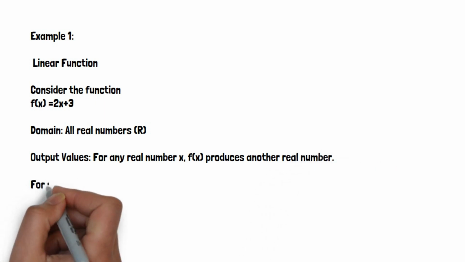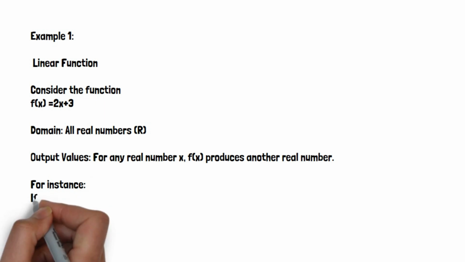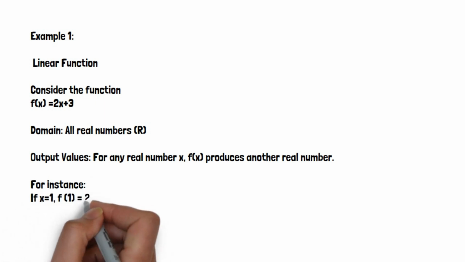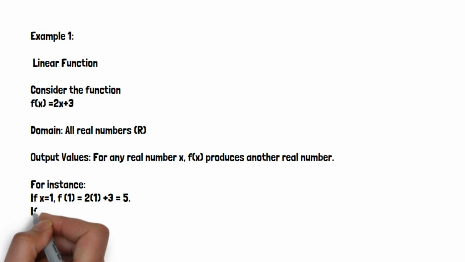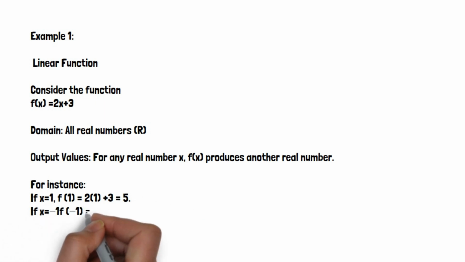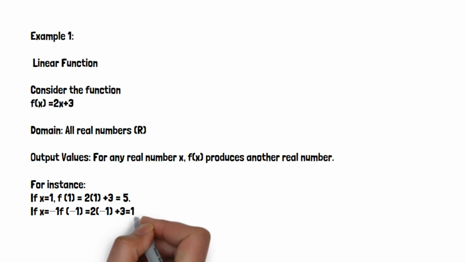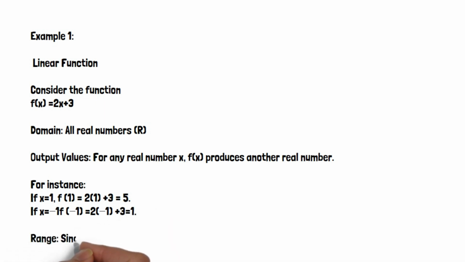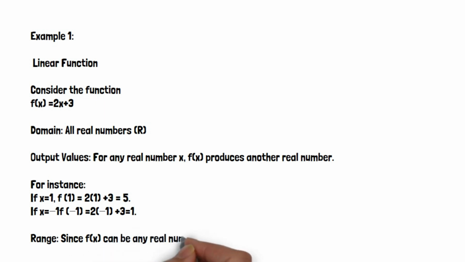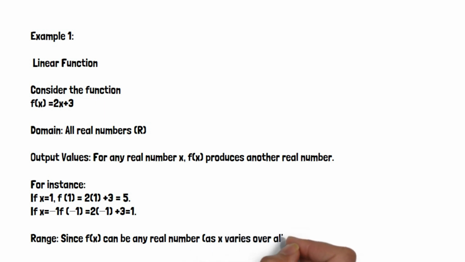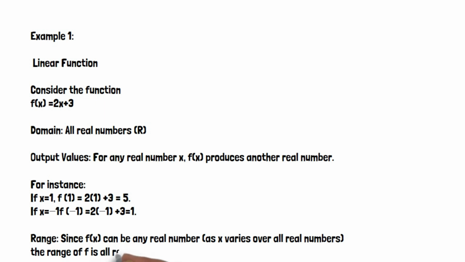My function will produce another real number. For instance, if I put x is equals to 1, the function will give the value 5. At x is equals to minus 1, it will give us the value 1. So what will be the range? As you know, f of x can be any real number without any kind of restriction, as x varies over all real numbers. So writing the range of this function, this will be equals to all real numbers.